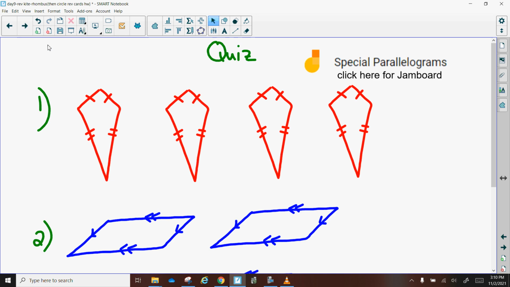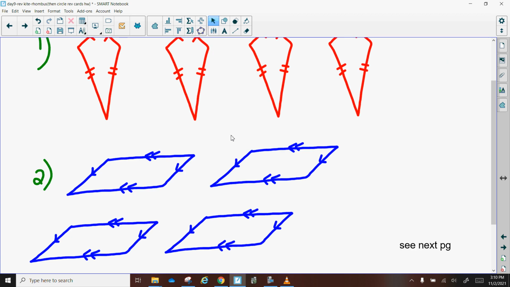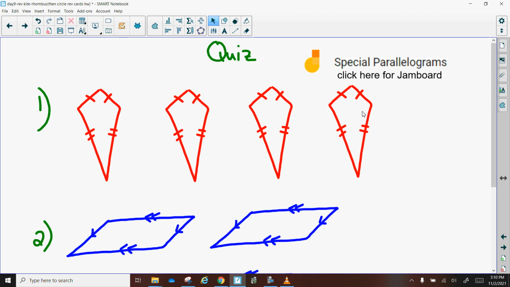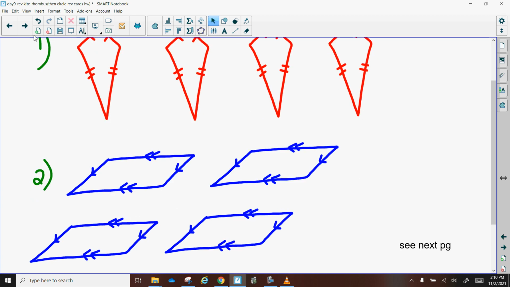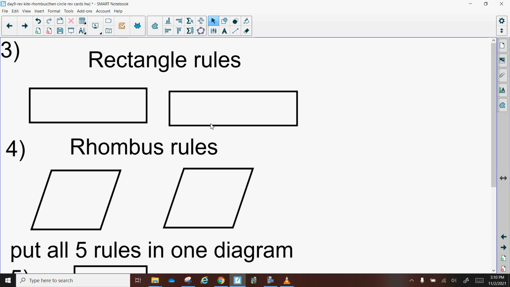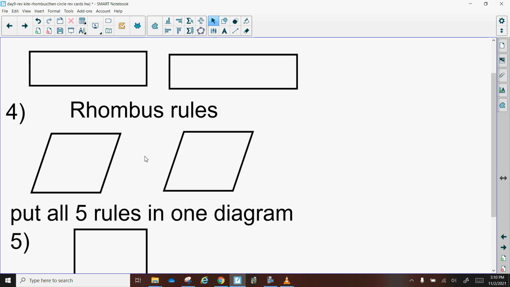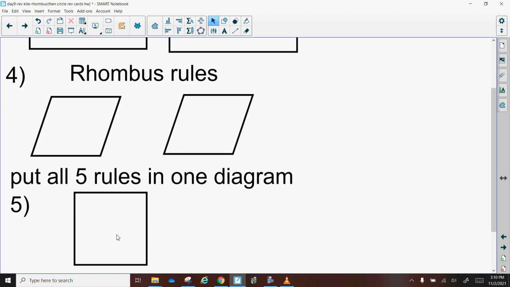When we come back on, for you guys, it'll be Friday. This is what your quiz will look like. It'll have 4 kites on it. It'll have 4 parallelograms. It will have 2 rectangles. It will have 2 rhombuses, and then I'll tell you to put all the rules for a square all in one picture.